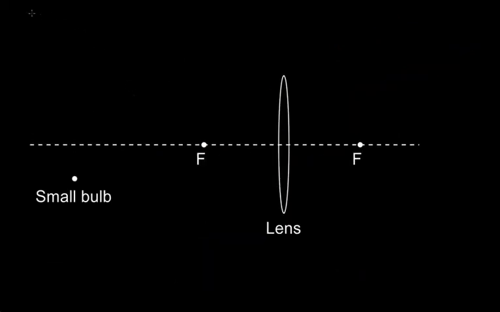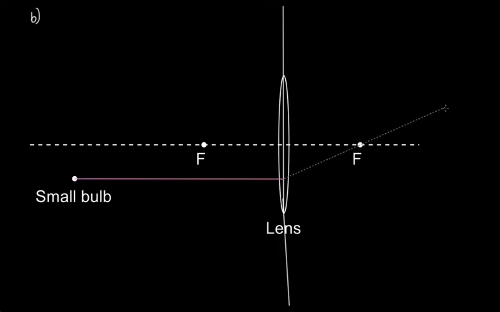Okay, so this is part B. In this case, we're asked to repeat part A, but now the bulb is further from the lens. First of all, let's draw our line through the middle of the lens, making sure that this line is 90 degrees to that principal axis. Okay, now the first principal ray comes along parallel to that principal axis, so that we're making an angle of 90 degrees with our lens, at which point it is refracted up through the focal point.